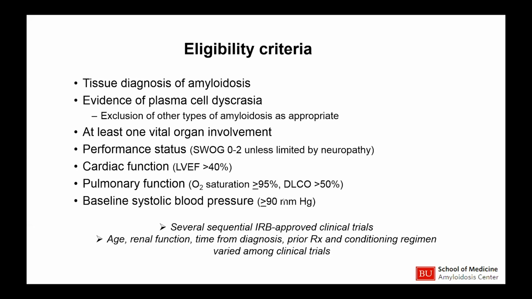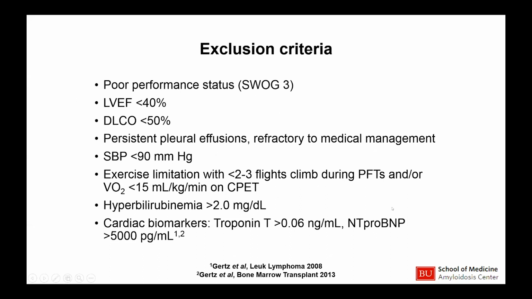629 patients have been treated on several sequential IRB-approved clinical trials, and age, renal function, time from diagnosis, prior treatment, and conditioning regimen have varied among clinical trials. Exclusion criteria for these protocols have included exercise limitation with less than 2 to 3 flights climb during pulmonary function tests and/or oxygen uptake of less than 15 ml per kilogram per minute on cardiopulmonary exercise study, direct hyperbilirubinemia of greater than 2 milligrams per deciliter, and advanced cardiac involvement with markedly elevated cardiac biomarkers.